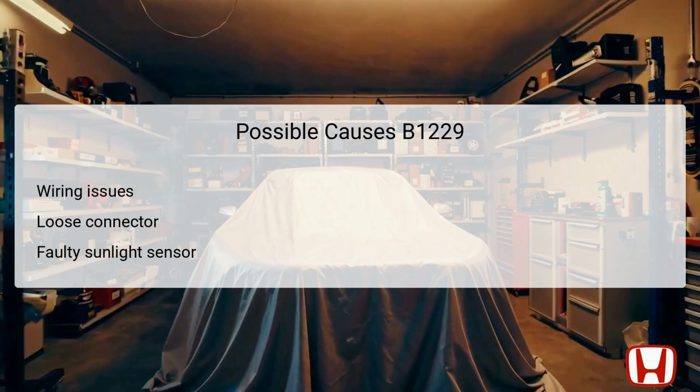If the connectors are not properly seated, or if corrosion is present, this could result in intermittent signals or total failure to communicate. Lastly, the sunlight sensor may itself be defective, which could lead to a complete circuit failure. Proper diagnosis of each of these potential causes is essential for a successful resolution of the DTC. Therefore, every mechanical component involved must be thoroughly examined.